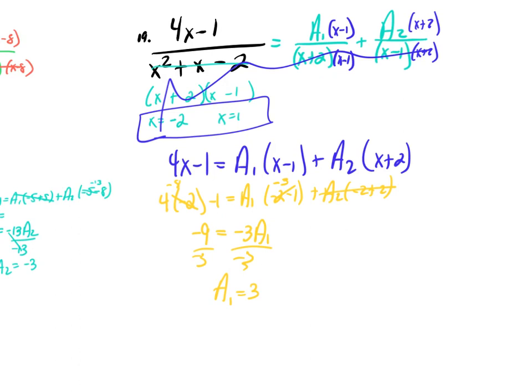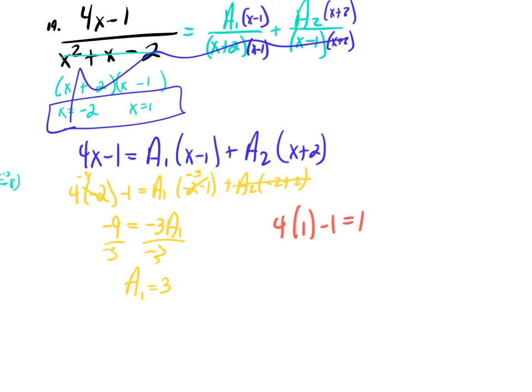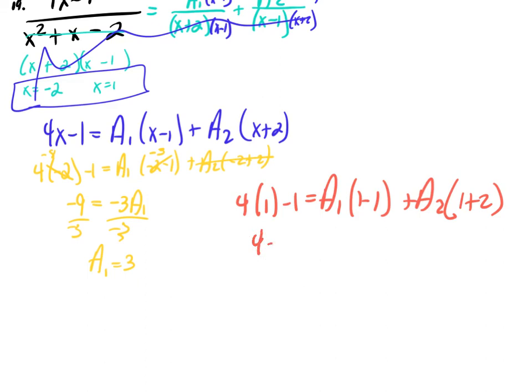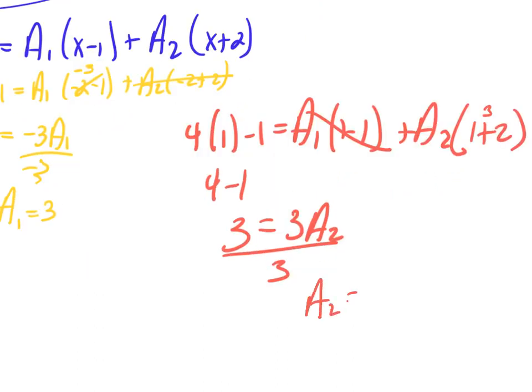Same exact thing. Now we're going to plug in positive 1. So I have 4 times 1 minus 1 equals a sub 1 times 1 minus 1, plus a sub 2 times 1 plus 2. So we have 4 minus 1 is 3 equals a sub 1's with the 1 minus 1 will cancel out. 2 plus 1 is 3. So 3 a sub 2, divide by 3, and a sub 2 equals 3.